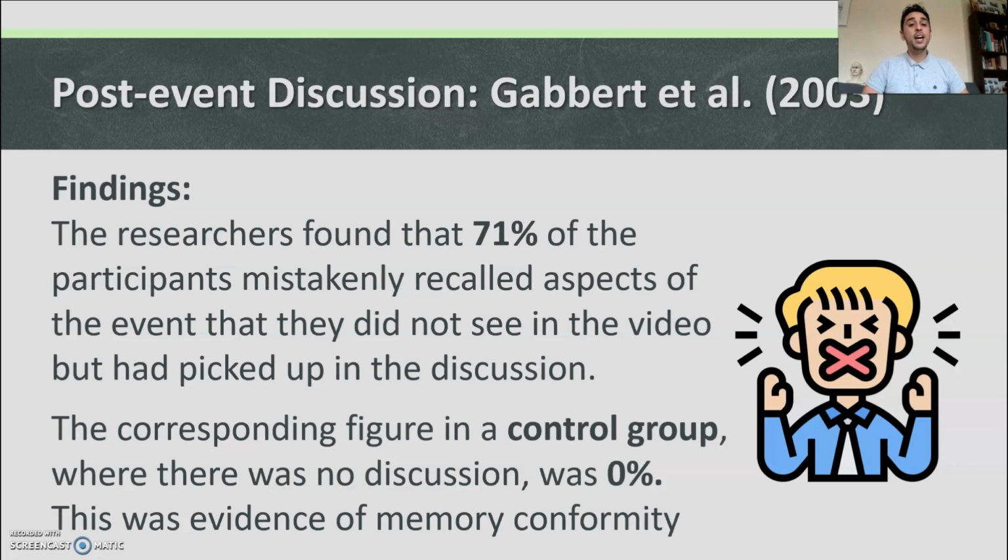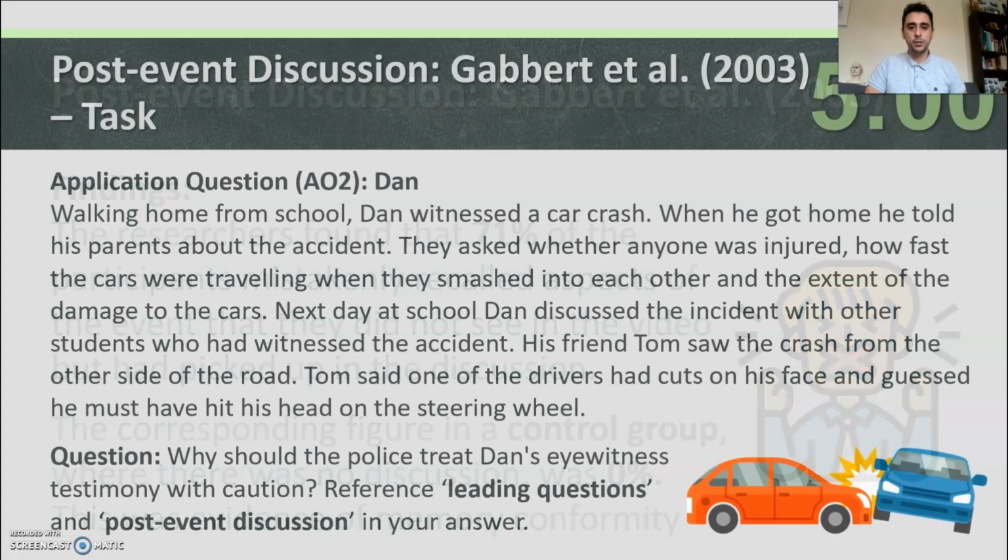The researchers found that 71% of the participants mistakenly recalled aspects of the event that they did not see in the video but had picked up in the discussion. So 71% of people gave information from the other person's account but said that they saw it themselves. The corresponding figure in a control group where there was no discussion was 0%. This was evidence of memory conformity, right? Post-event discussion can then make you change your eyewitness testimony accounts.